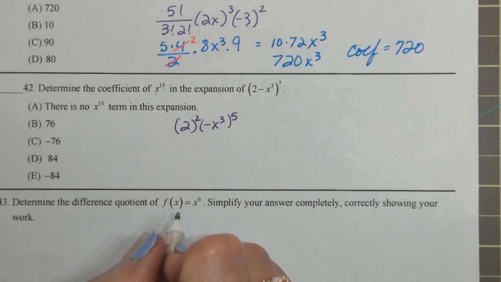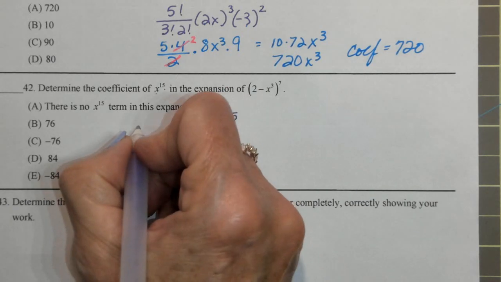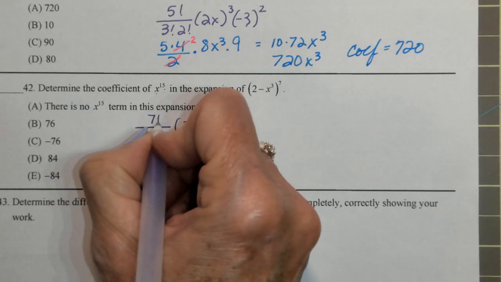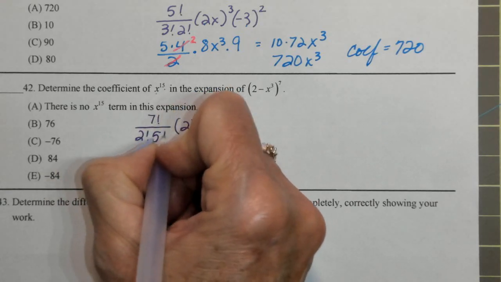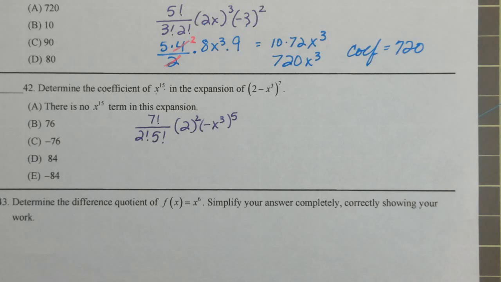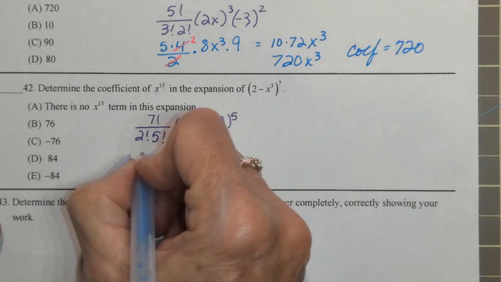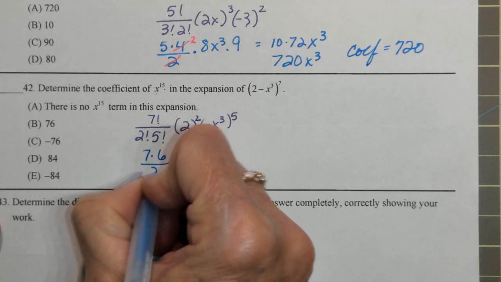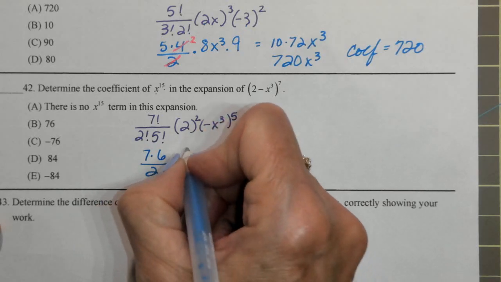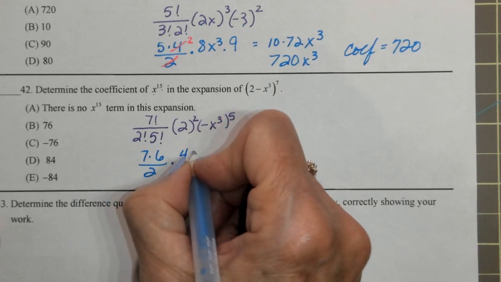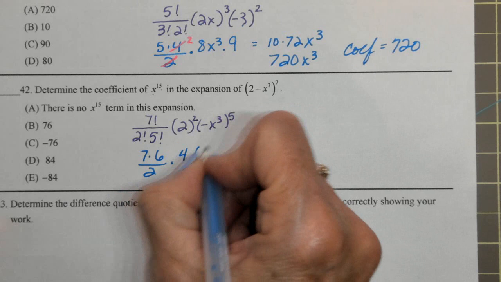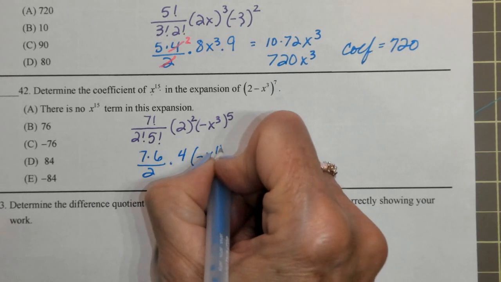right? Okay, so for the binomial theorem, we're going to have 7 factorial over 2 factorial times 5 factorial. We're going to clean this up again. 7 times 6 over 2 times 4 times, and this will be a negative x to the 15th power.